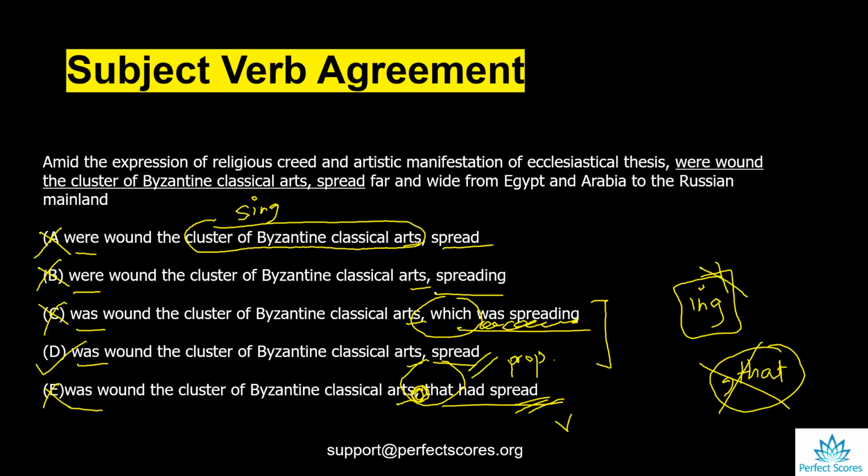And one more rule is that which always refers to the noun or the noun group immediately before it. So which is always going to refer to this cluster of arts. It's not going to refer to any other noun. And which is, again, one of the very commonly tested errors in GMAT. So you have to be very careful whenever you see a comma and a which in any option. So that is option D, which is the answer.